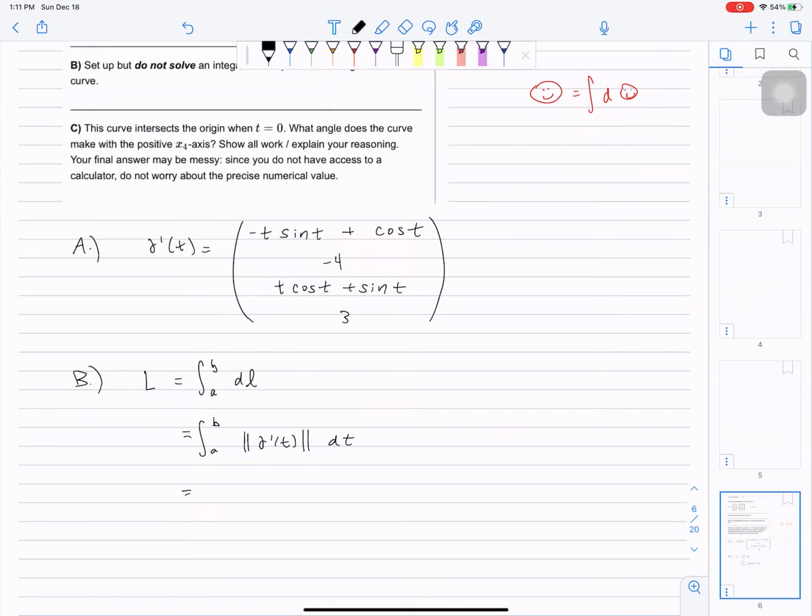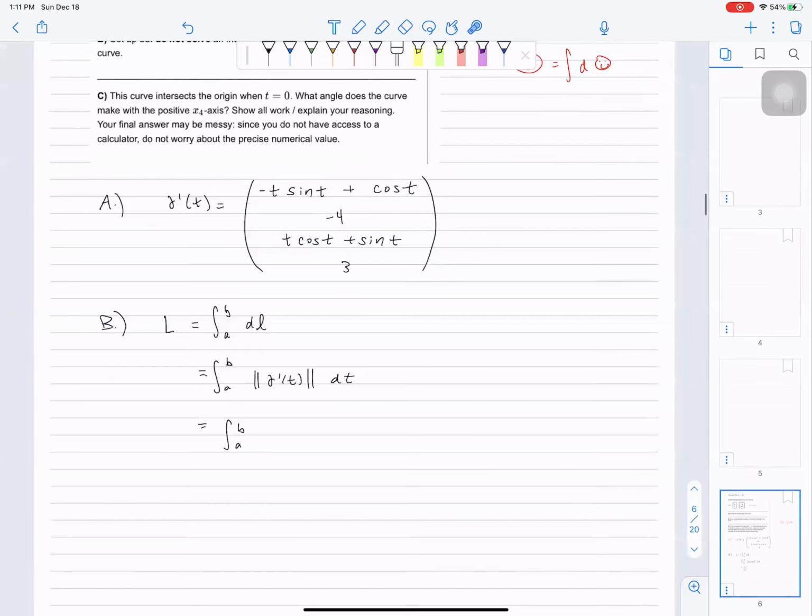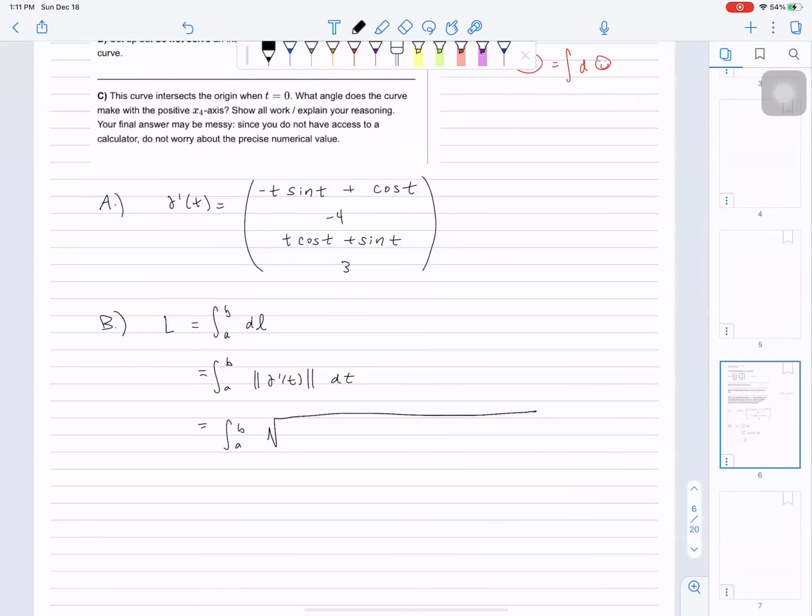So I have an integral from a to b of, well, what is my derivative? I already found it in part A. So I just have to find the length of it. The length of any vector is the square root of each of the components squared. So I have my first component squared, plus my second thing squared, plus my third thing squared, plus 3 squared.